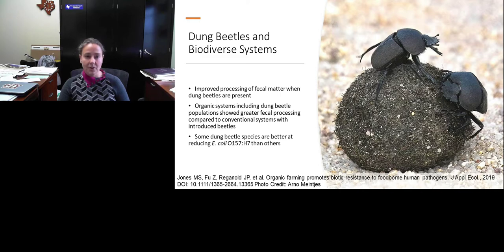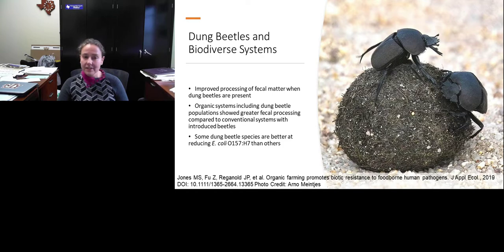What they found was that when dung beetles were present in these pastures, there was improved processing of fecal matter, so that fecal matter degraded more quickly, which is good news because that's these bugs' one job in the ecosystem. So they're very effective at doing that. When they looked at organic systems, including these dung beetle populations, they showed greater fecal processing compared to conventional systems where they introduced a single species of beetle.